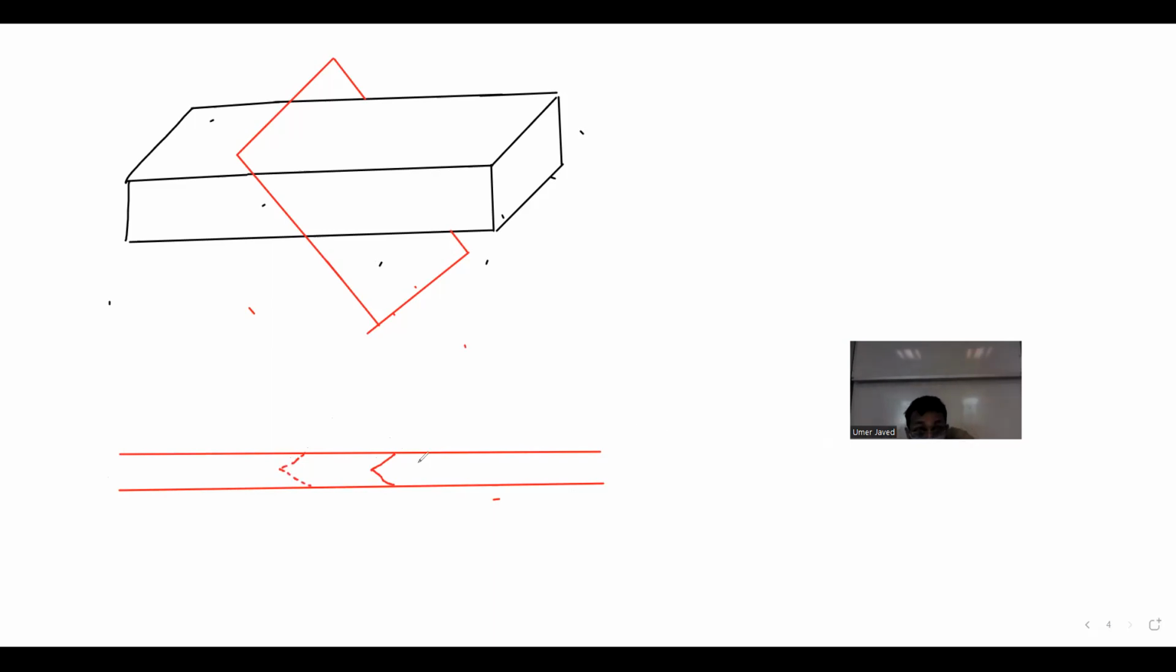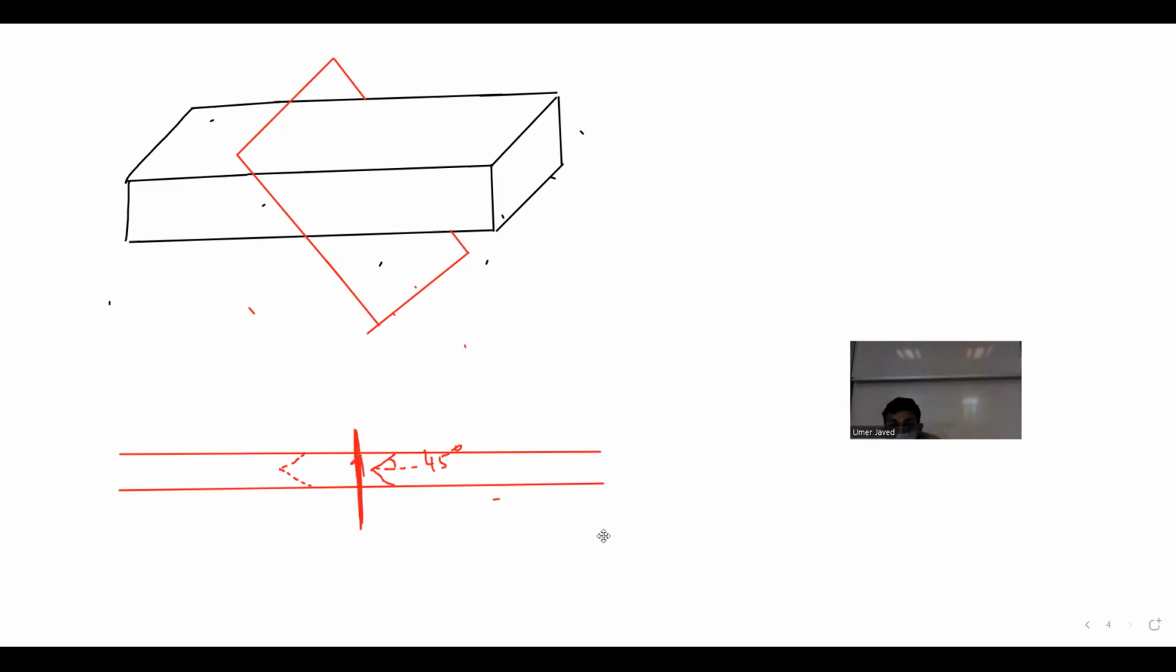Now this angle is approximately 45. I'm not saying that every time you will have a 45. Here's the big question. When I'm pulling this stick like this, why does it break at 45? Why doesn't it break at a flat section like this?